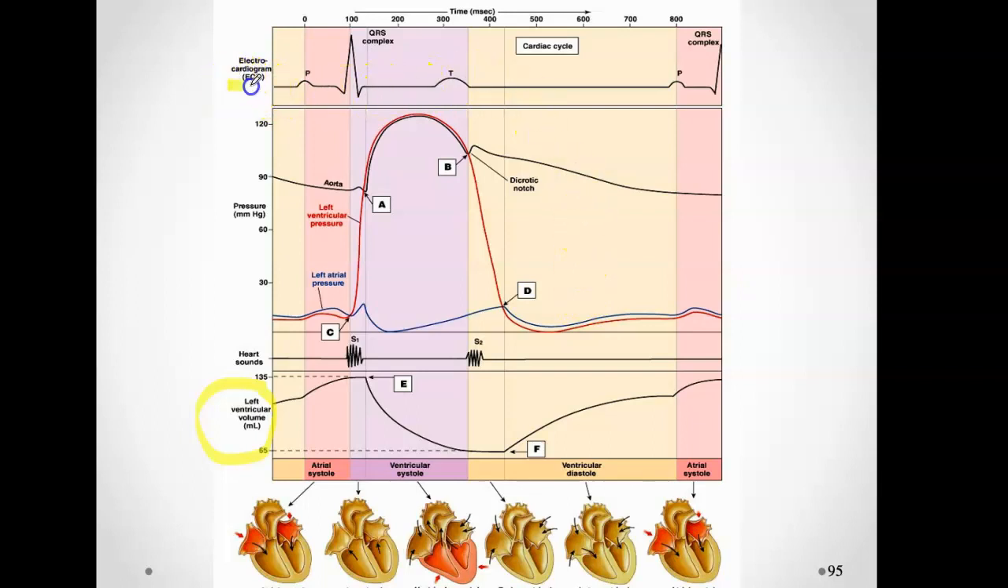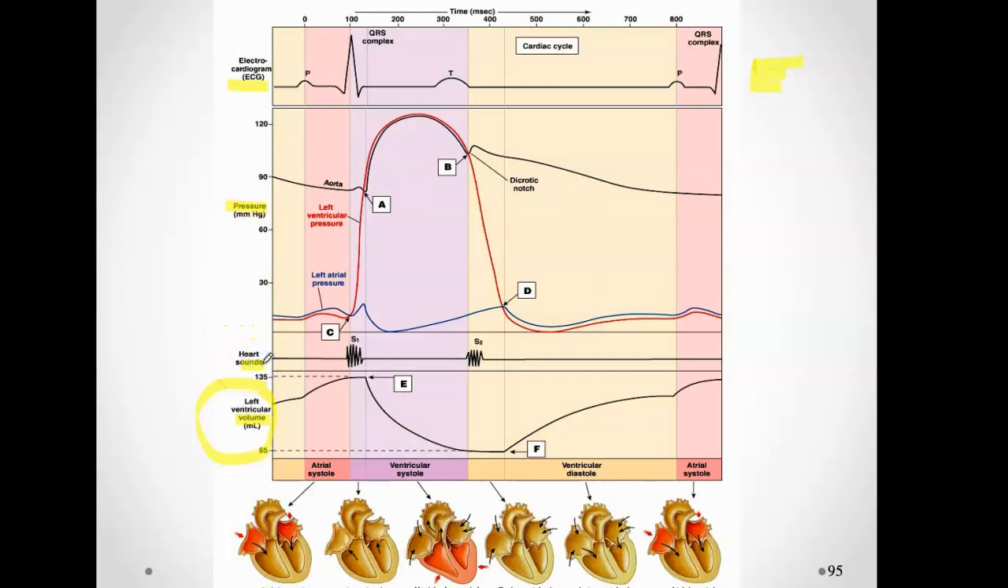Up here is the ECG that you looked at. Okay, P, QRS, T, P, QRS. But you want to know this is happening electrically, and you also want to know what is happening with volume, which is here, and what's happening with pressure, and what's happening with the heart sounds.